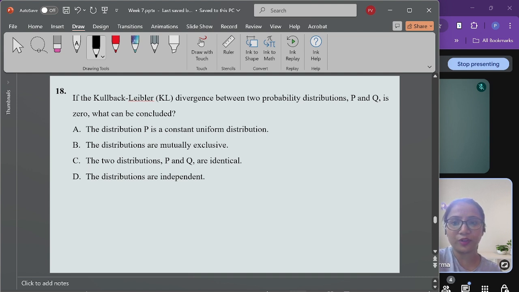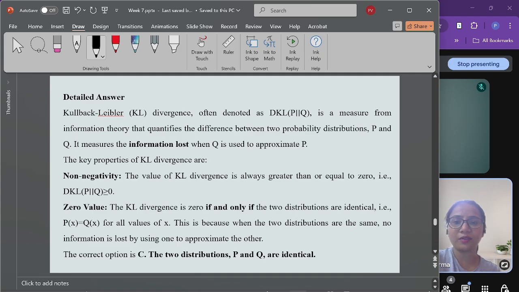Okay, so moving to the solution at the field answer here given. KL divergence, often denoted by D_KL(P||Q), we have already seen, is a measure from information theory that quantifies the difference between the two probability distributions P and Q, and it measures the information lost when Q is used to approximate P.